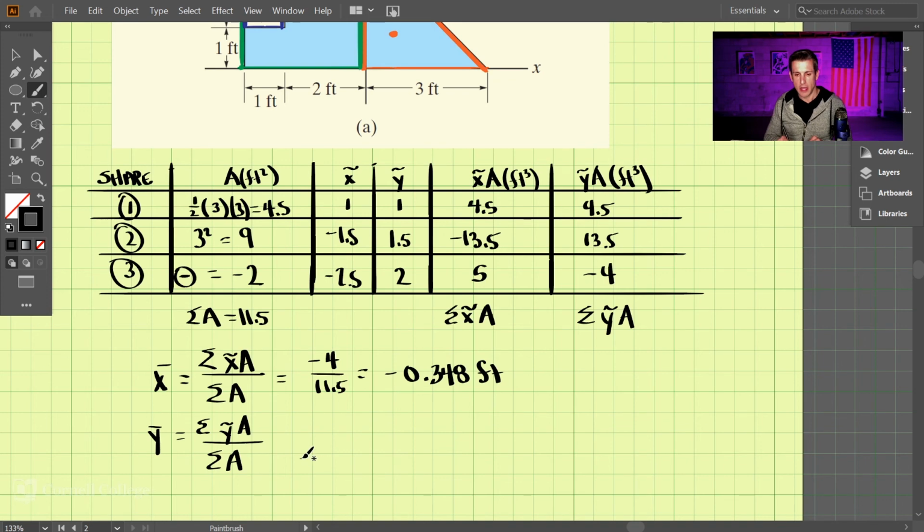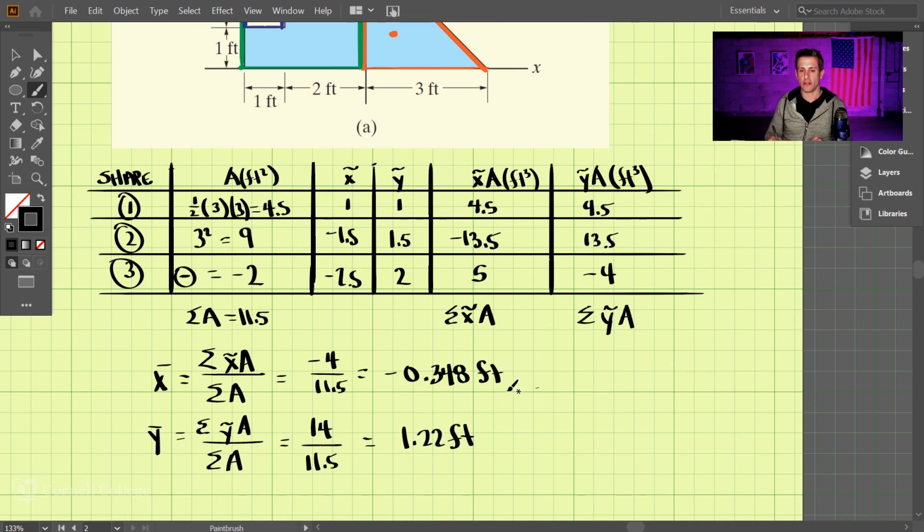And for the y direction here, we have y tilde times A. The summation of this column comes out to 14. Then we divide it by the area, which is 11.5, and that comes out to be 1.22 feet.